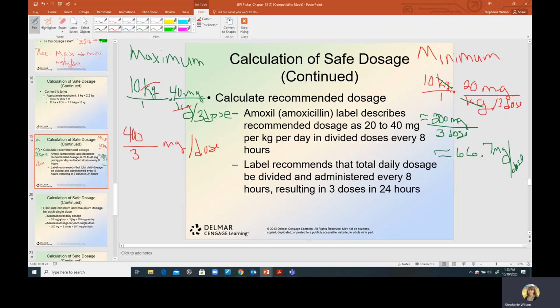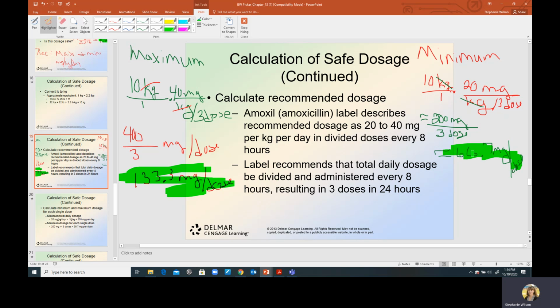So I got 400 divided by 3, and it gives me, and we're going to round to the nearest tenths because this is what it asked for, my maximum is 133.3. So here's my max, and here's my minimum.